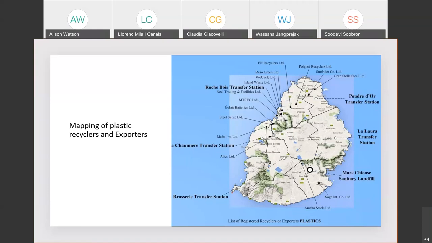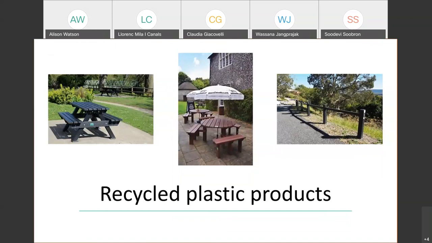Next slide. Excellent. I'm going to have to stop you there, Sudevi. Do you want to just stop on this one slide? Because here are some great examples of recycled plastic products. You see we have a recycler who is doing the benches and fences for us. So we are moving toward this recycling, and we are producing excellent benches and tables for us. So that's all for me. Thank you very much.